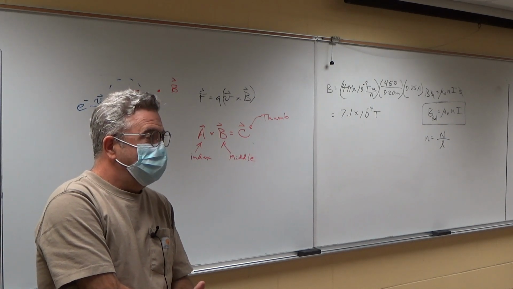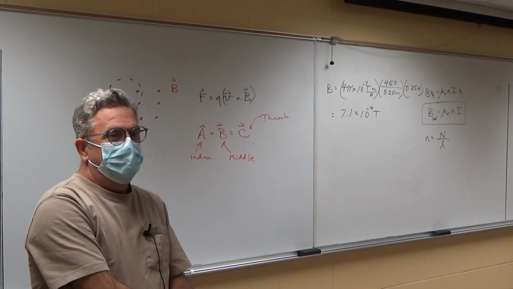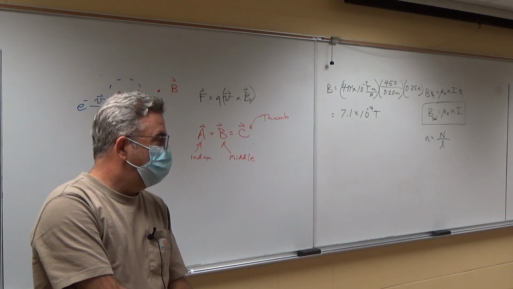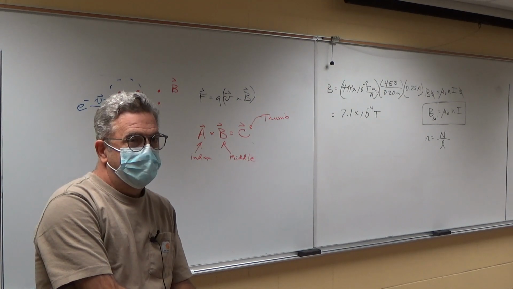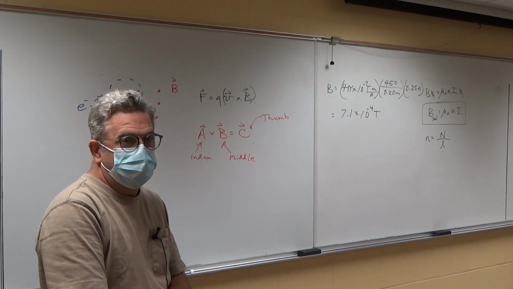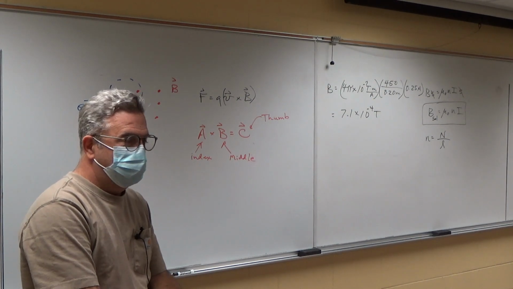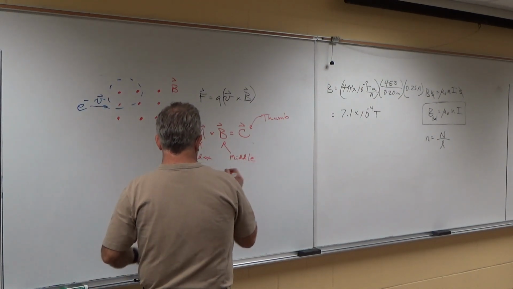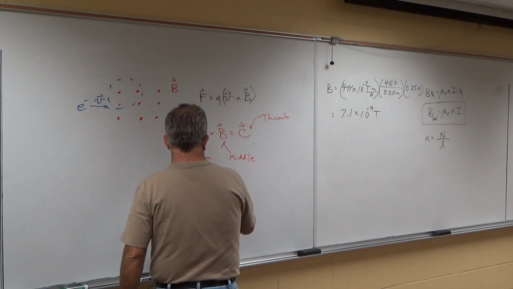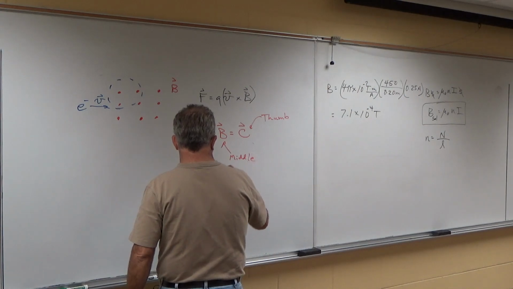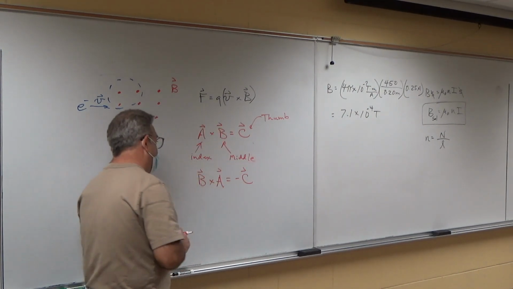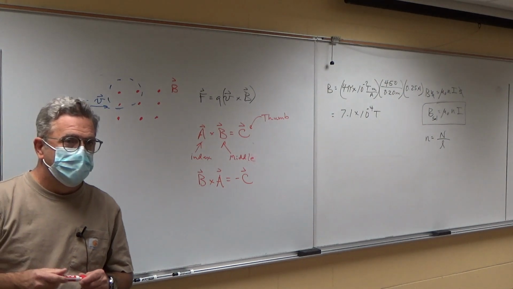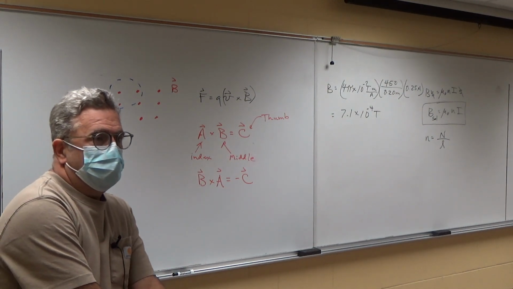Cross products do not commute. We're used to things commuting, like 5 times 7 is equal to 7 times 5. Not so with cross products. They anti-commute. So B cross A is equal to minus C. They anti-commute.